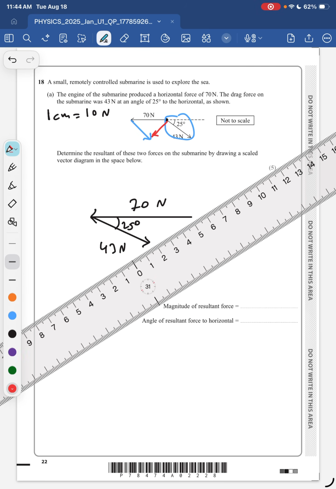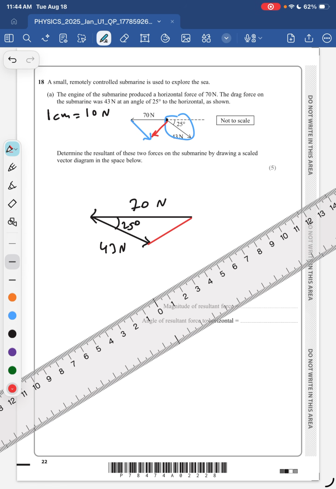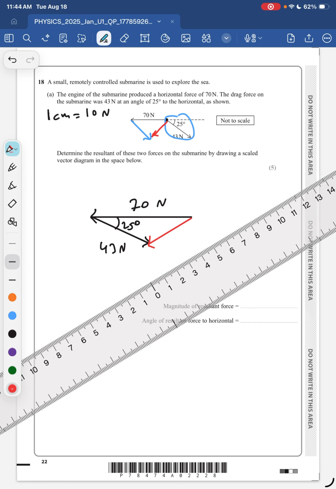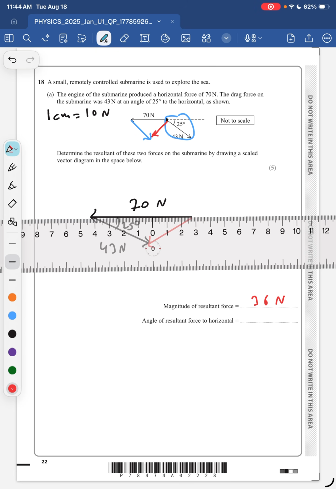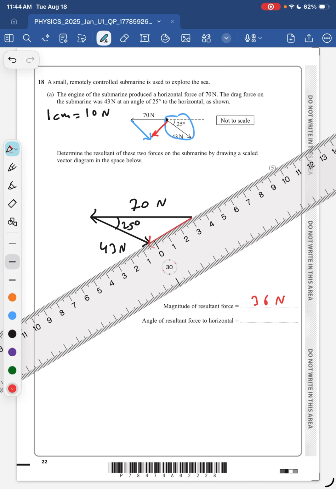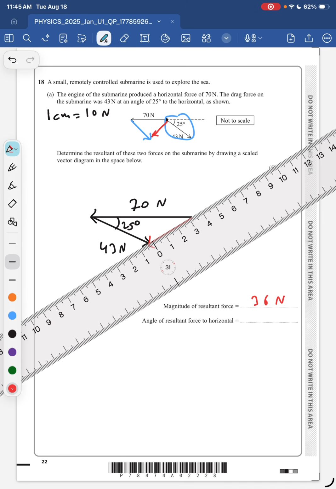So let's use a red color to connect. Okay, so that's the resultant force. Now let's measure it. So it's about 3.6, so 36 newtons. So I'm gonna write it here. So 36 newtons, and let's measure the angle. So remember, we go backwards from 180. So let's see. Wait, now it actually did it correctly because we are going in the other direction.